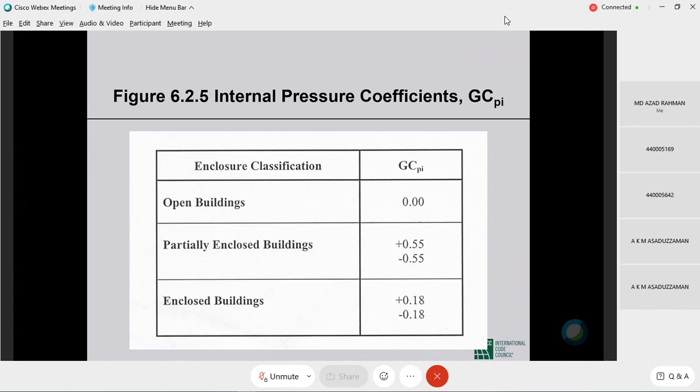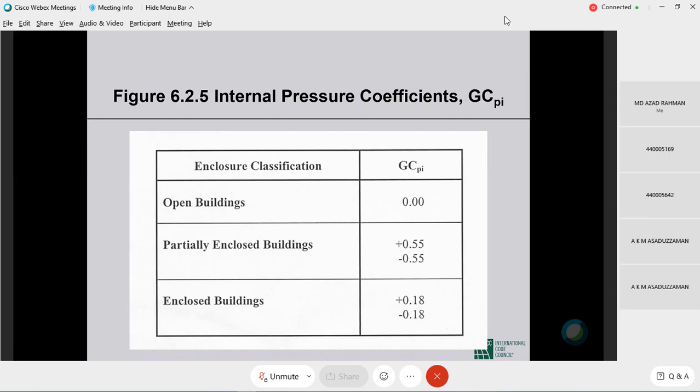Internal pressure coefficients, G times C sub Pi. Open buildings, wind simply flows through. There is no internal pressure buildup. G times C sub Pi is 0. Partially enclosed building, remember, pressure builds up.